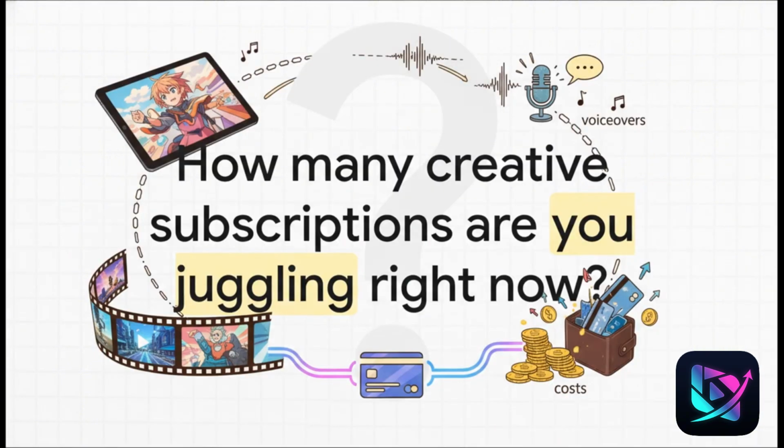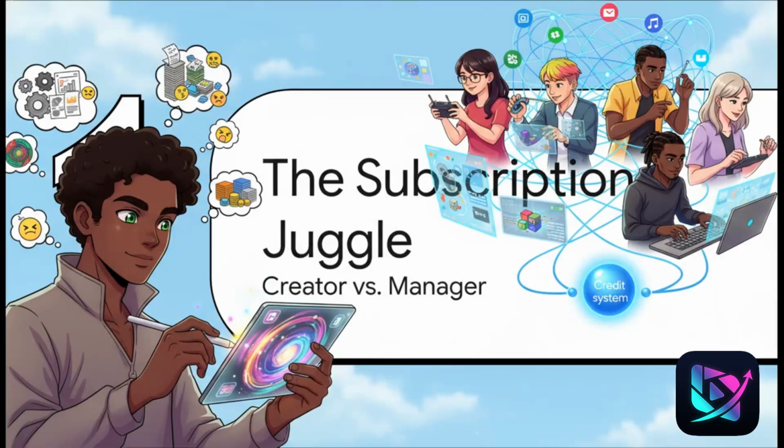I mean, seriously, just take a second and think about it. You've probably got one subscription for your image generator, right? Another one for that really high-end video model, and maybe a third for quality voiceovers. It's a lot to keep track of, and the costs just feel totally disconnected from the actual thing you're trying to create. We call it the subscription juggle. You end up spending half your time feeling more like a bookkeeper than a creator, which is the last thing you want when you're supposed to be in that creative flow.